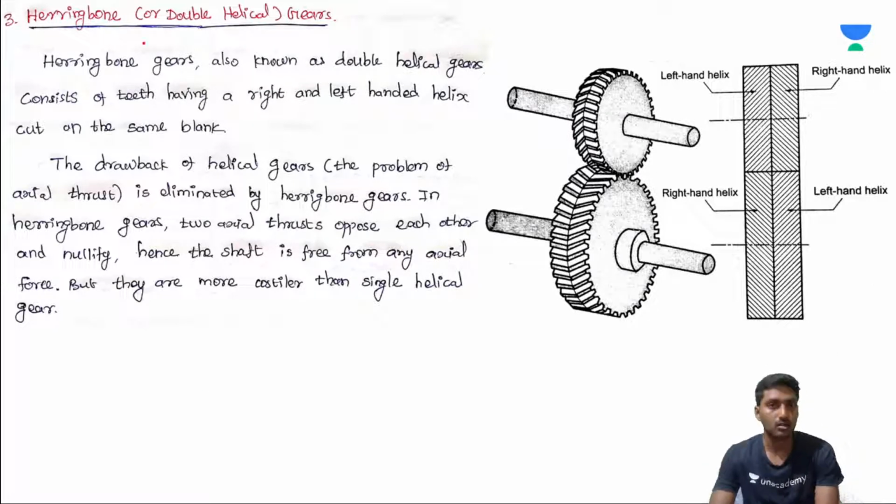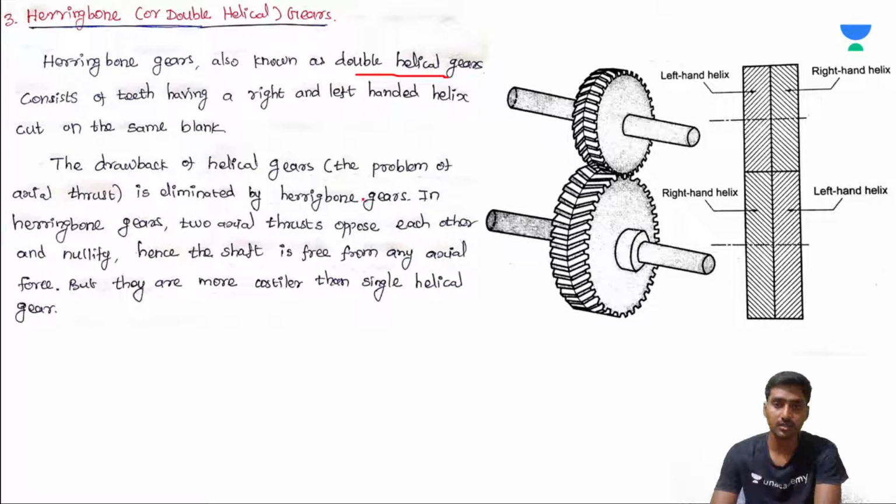Herringbone or double helical gears. Herringbone gears, also known as double helical gears, consist of teeth having a right and left hand helix cut on the same plane. The drawback of helical gears, the problem of axial thrust, is eliminated by herringbone gears.